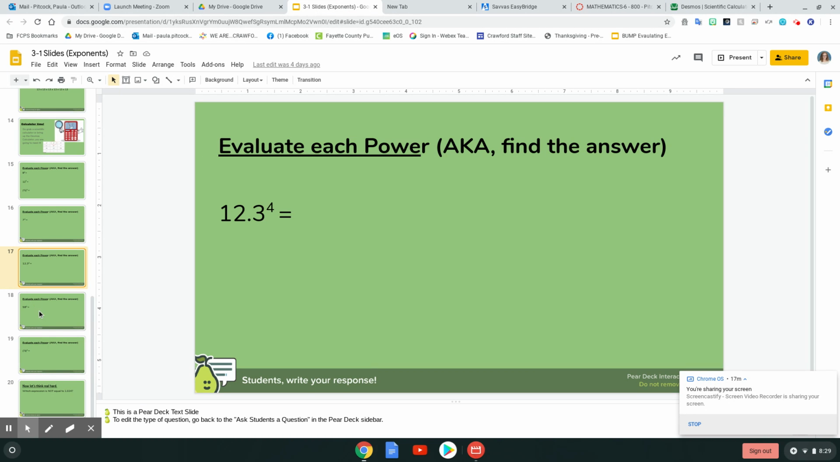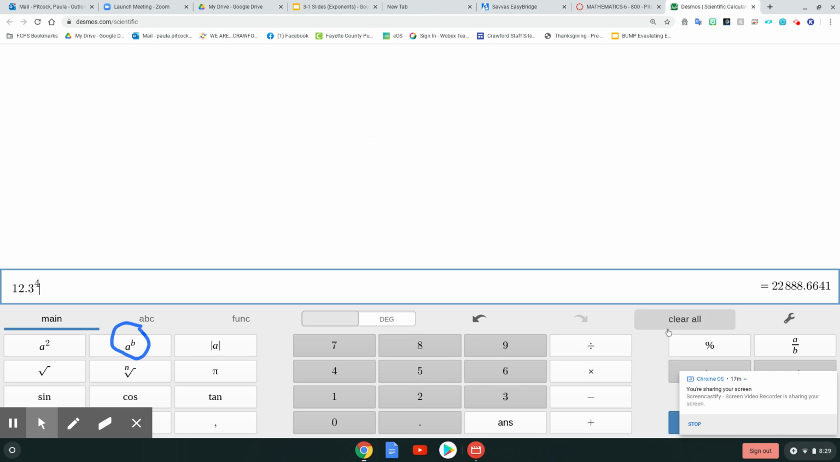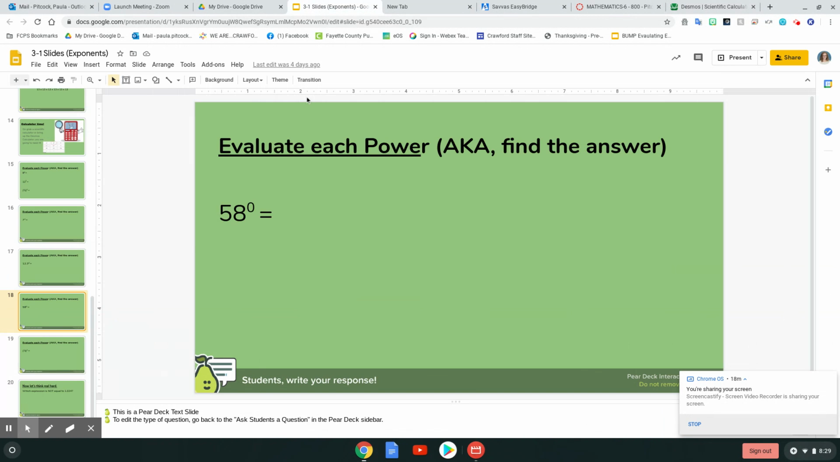We have 2 more. Do 58 to the power of 0. This one might be surprising. It gave us a 1. You're going to find anything to the power of 0 is always going to equal 1. Yes, there's a mathematical rule behind that. We're not going to go into it right now.